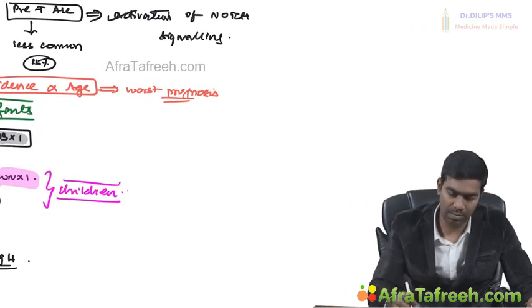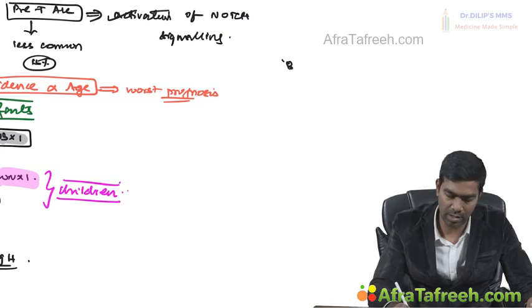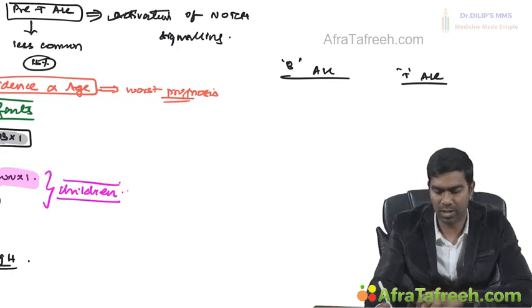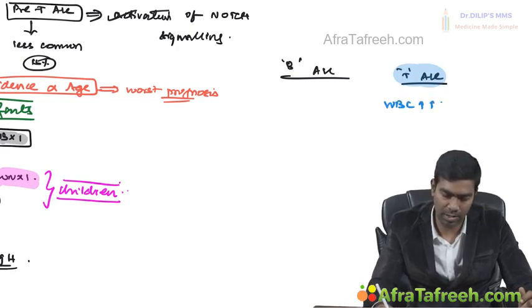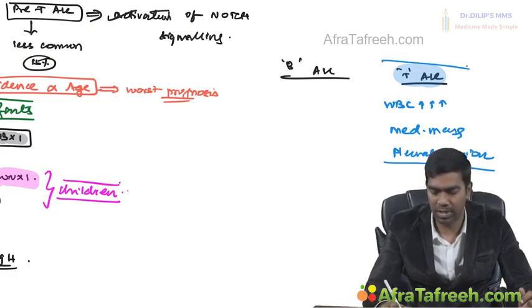So if you compare B cell ALL versus T cell ALL, what are the special features of T cell ALL? In T cell ALL, the WBC count tends to be very high. They most often present with a mediastinal mass, and many times they have pleural effusion. So these are the three major differences, because all these are very low in incidence in B cell ALL.